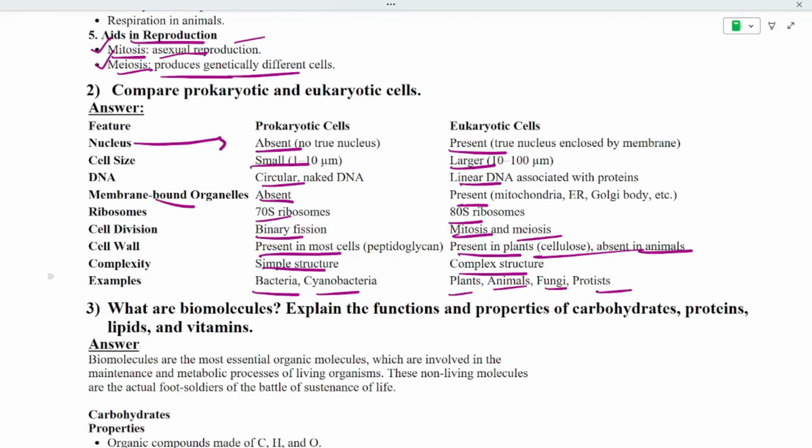These are the comparisons of prokaryotic and eukaryotic cells. This is also one of the important questions that is repeated. The first question is also important.